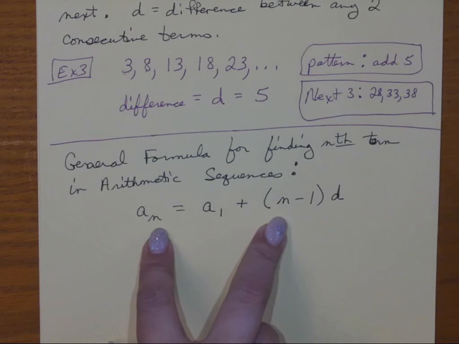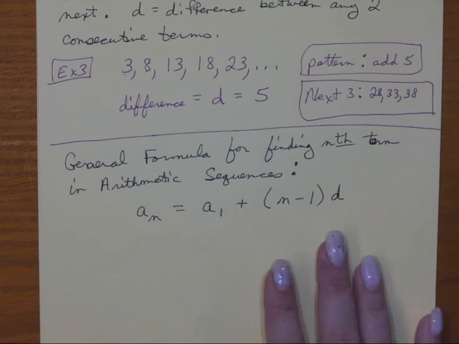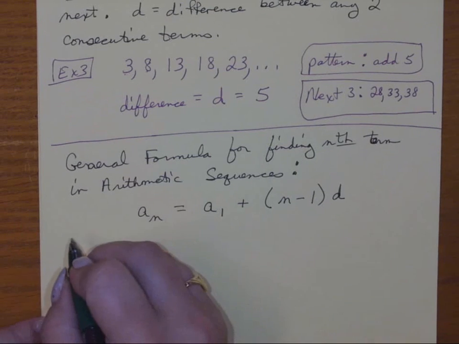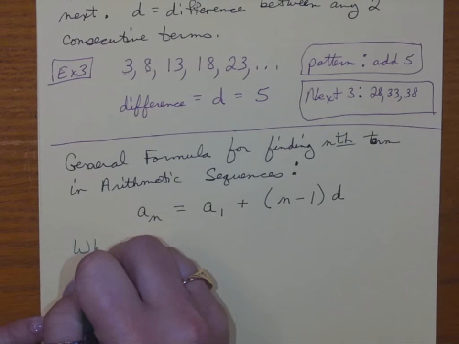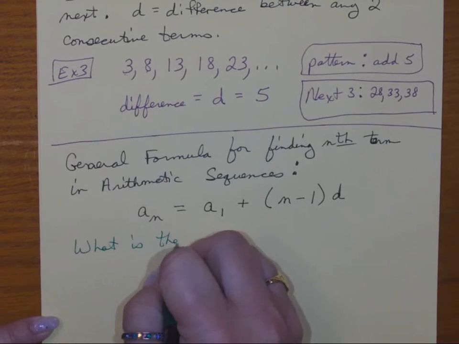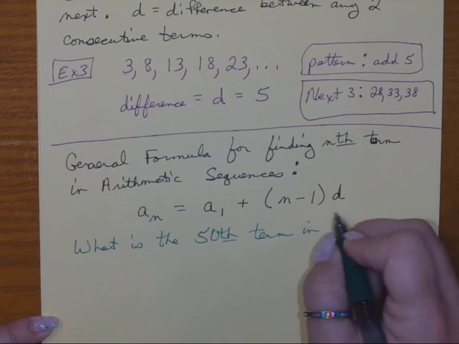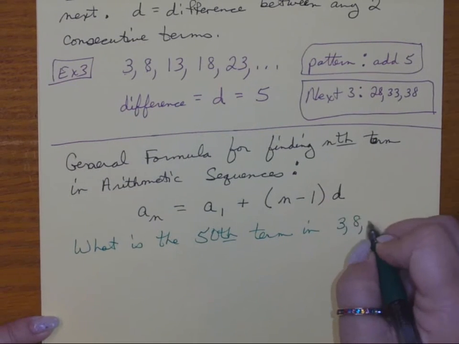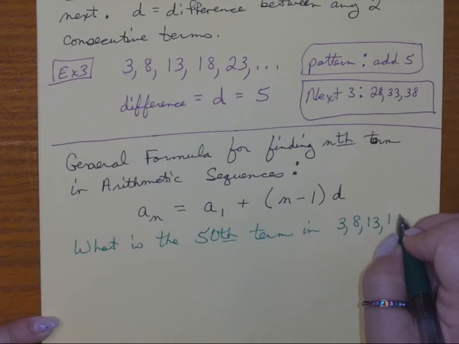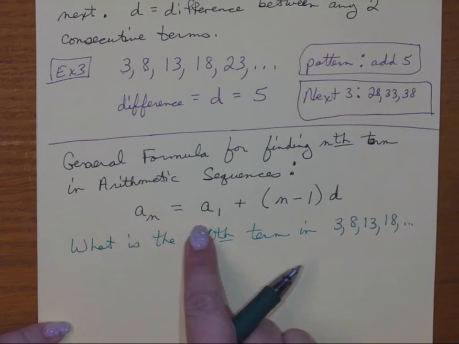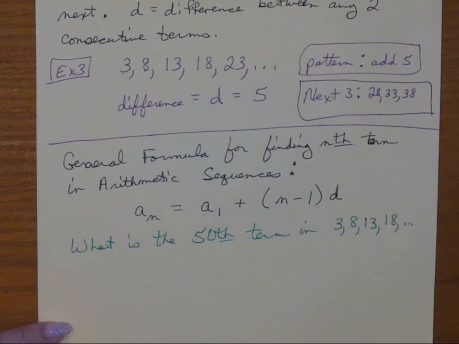Okay, so here we go. We've got this sequence going on up above, so I'm just going to ask a follow-up question about that. What is the 50th term in that sequence that we had a second ago? 3, 8, 13, 18, and so on. Again, I don't want to figure out the 50th term by hand, so hopefully we can use this formula here to make everything good.